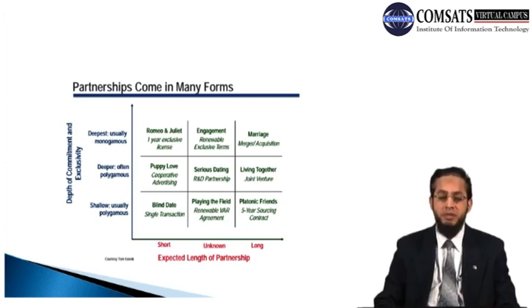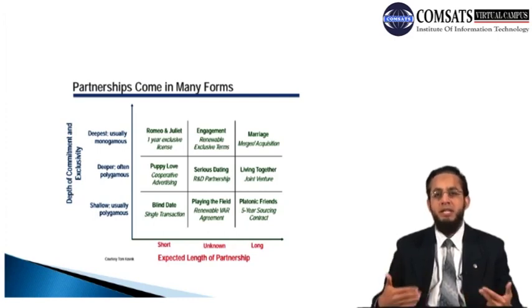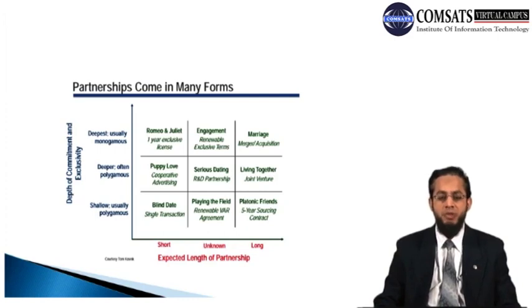So now you can see different levels of commitment and different levels of the expected length of partnership between the company and its customers, namely in six categories. And you can read all here. If I start with the short term, you can see here it's a blind date, meaning a single transaction. Right above that is puppy love, which is cooperative advertising. And then on the topmost is Romeo and Juliet, a 1 year exclusive license.